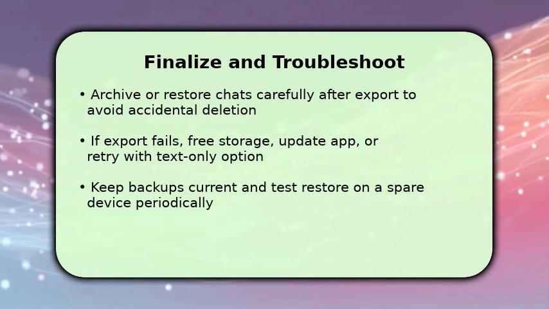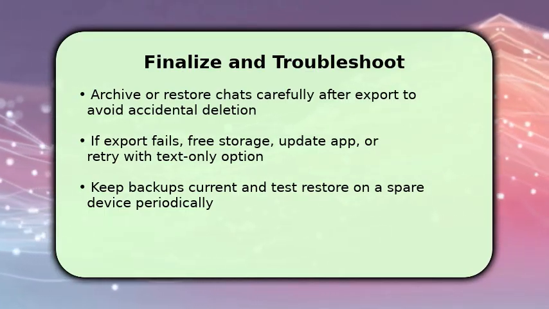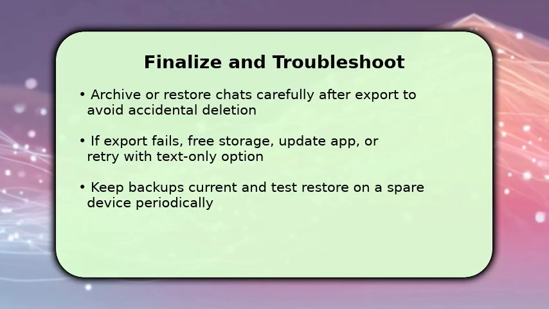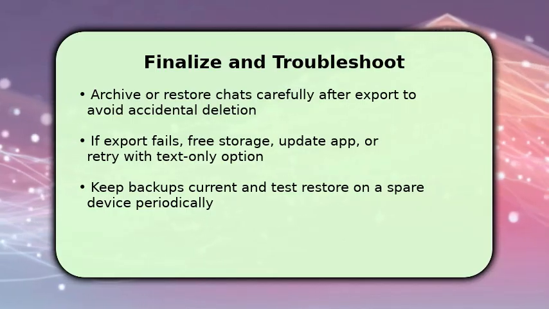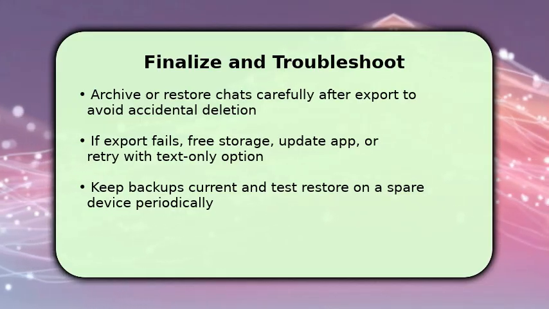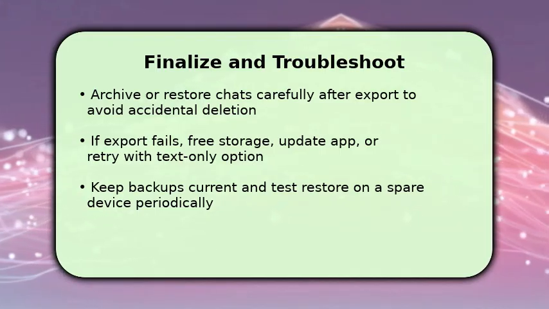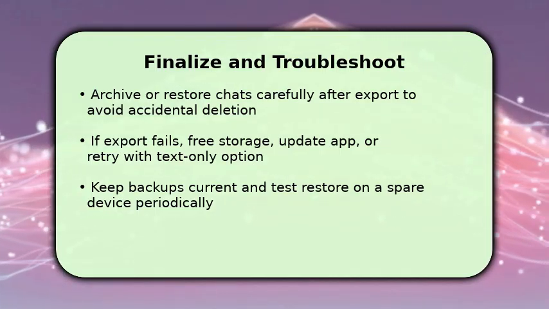Once finished, archive chats if you want them out of the main view but still accessible. Do not delete until you confirm the export. If something goes wrong, for example, export fails or file corrupted, free up storage, update WhatsApp, or export text only to reduce errors, then retry. Make sure backups are current and test a restore on a spare device.